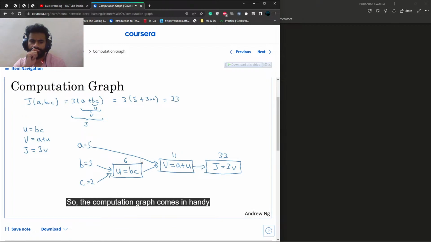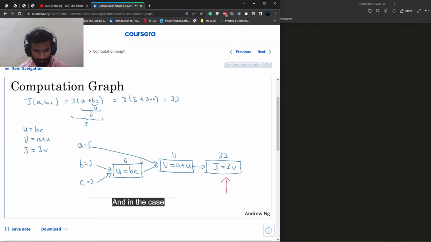of j. So the computation graph comes in handy when there is some distinguished or some special output variable, such as j in this case, that you want to optimize. And in the case of a logistic regression, j is of course the cost function that we're trying to minimize.